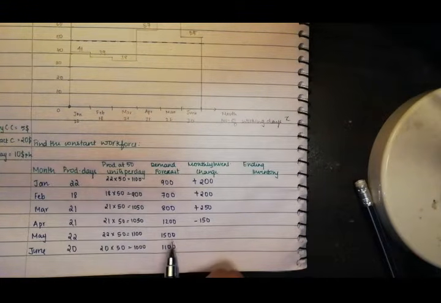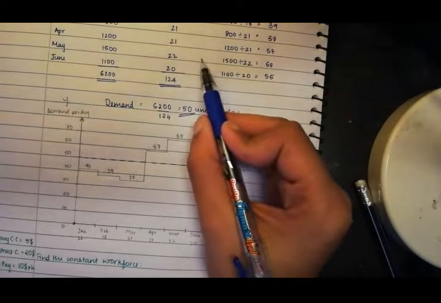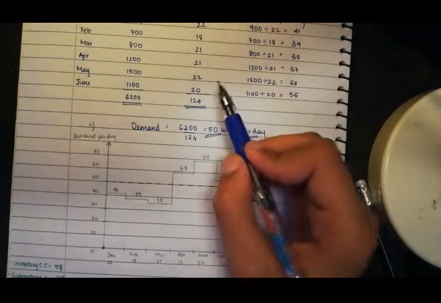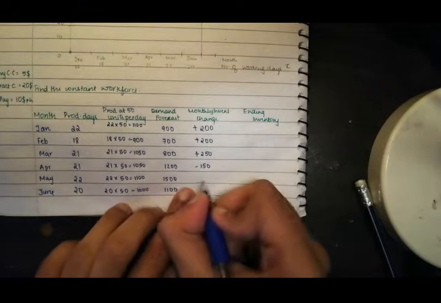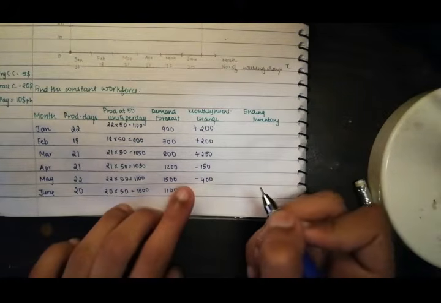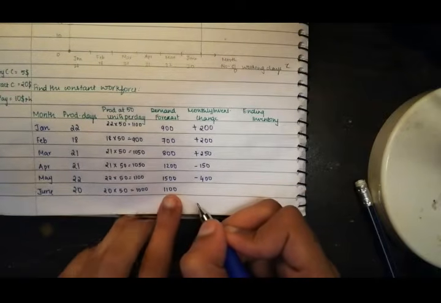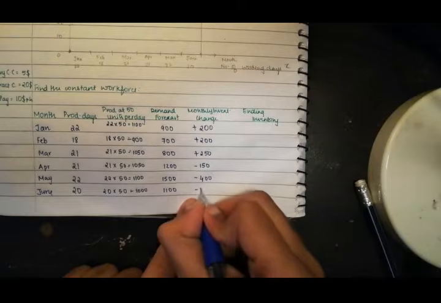So likewise, in the same way, for May, it's 1,500. Why? Because our demand per day was 68 rather than 50, and we multiply this 68 times 22, we get 1,500. But now it's 1,500 minus 1,100, which is going to be negative 400. We don't need that much inventory. And likewise, in the same way, we just need 1,000, but we used to produce 1,100, so it's a negative 100.